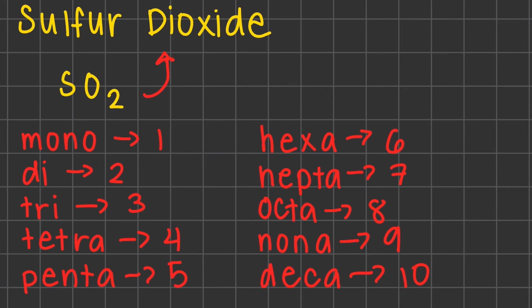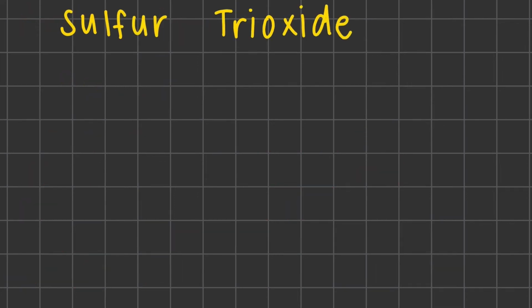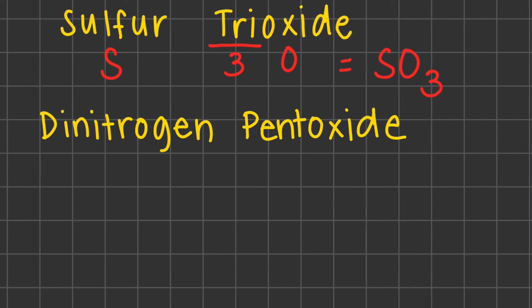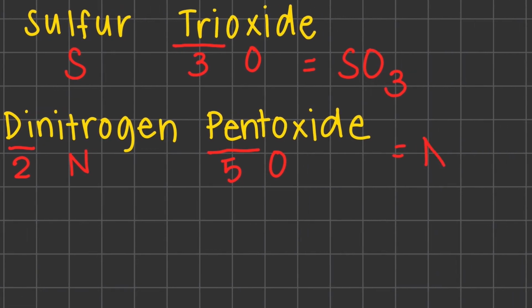More examples are sulfur trioxide and dinitrogen pentoxide. So for the first one, we have the element sulfur, so that's S, and then trioxide, that's 3 oxygen, so it's going to be called SO3. Dinitrogen pentoxide, di represents 2, so we have 2 nitrogens. Penta is associated with 5, so there's 5 oxygens. Therefore, the chemical formula is N2O5.